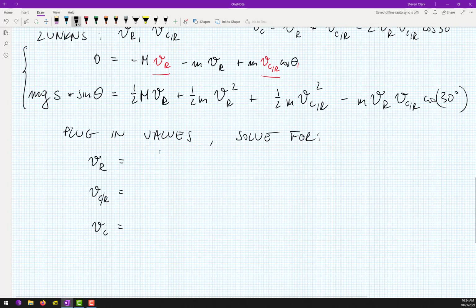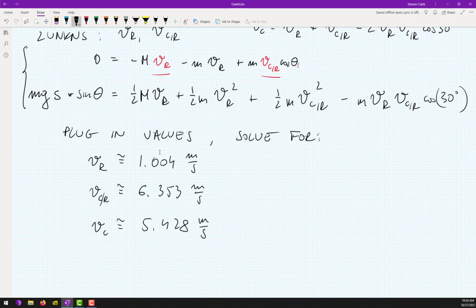Okay, so I solved it yesterday at home. Actually, I solved it 1 year ago, but just for the heck of it, I'm just gonna say yesterday. So this is 1.004 meters per second, 6.353 meters per second, and this one will be 5.428 meters per second.